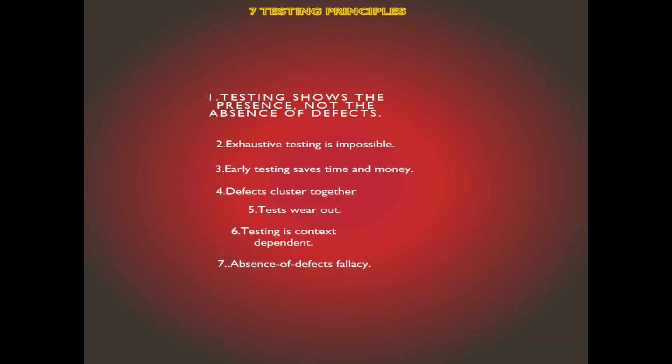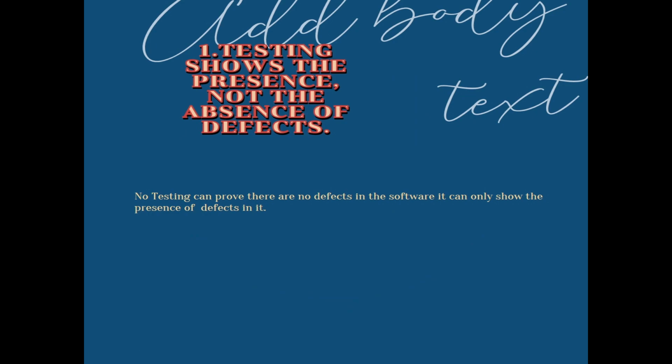So let's discuss the 7 testing principles that we follow in our day-to-day activities. These are the 7 principles. The first principle is testing shows the presence, not the absence of defects. Exhaustive testing is impossible. Early testing saves time and money. Defects cluster together. Tests wear out. Testing is context dependent. Absence of defects fallacy. So let's discuss one by one.